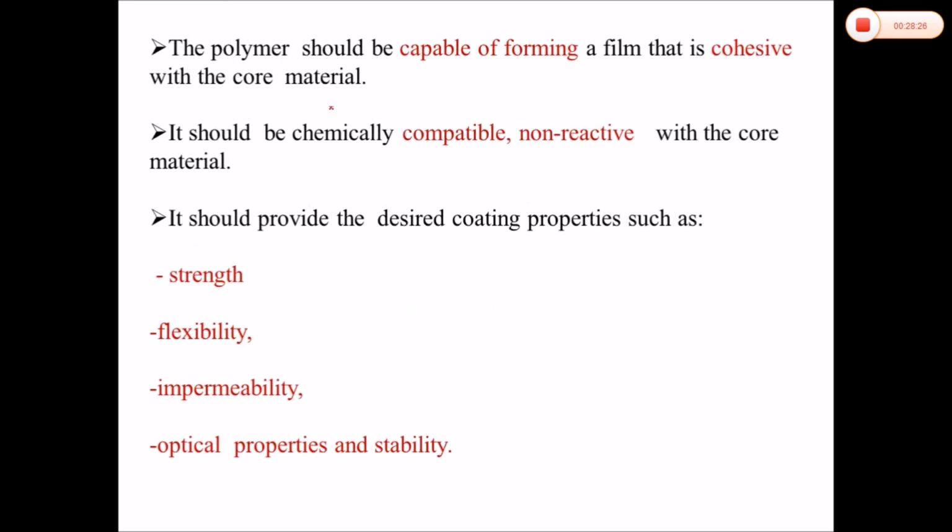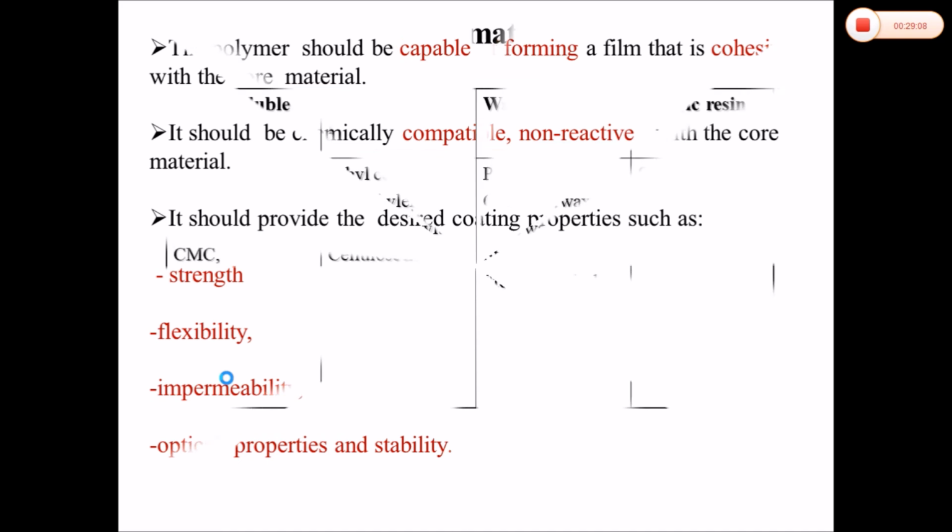The polymer should be capable of forming a film that is cohesive with the core materials, and it should be chemically compatible as well as non-reactive with our core materials. So importantly, it should form a thin film, it should be cohesive with our core materials, and it should be chemically compatible and non-reactive with the core materials. It should provide strength, flexibility, impermeability, optical properties and stability.